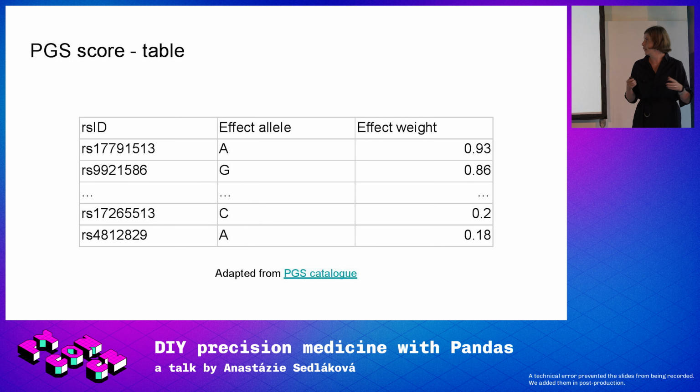I wanted to show you what the usual result from a polygenic risk score study would look like. You would have the RSID that we know from before, which is the ID of that variant. We have an effect allele, and then we have the effect weight. It's the weight in the regression model, the usual regression model that you would use elsewhere.